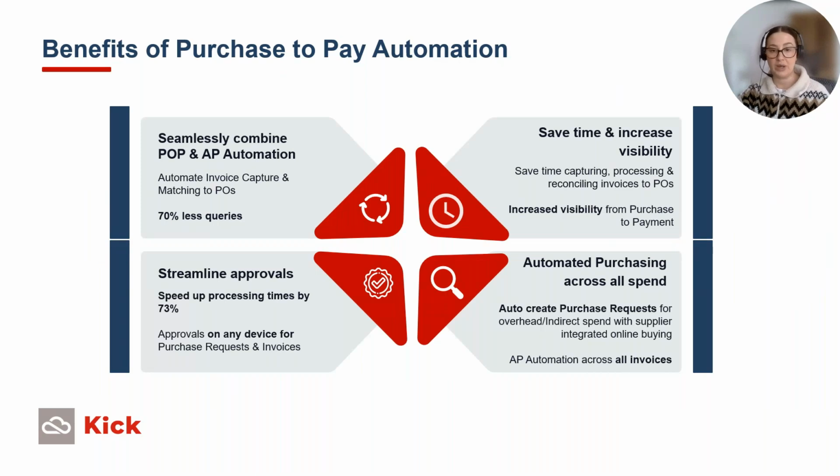And then finally, the streamlining of the approval process. Purchase requests and invoices can be routed for approval on any device, as I've already mentioned, with workflows designed around your organization's needs. The feedback is that it's reducing approval times by up to 73%, making the whole process more efficient. So really, together, these four pillars are looking to deliver full control, visibility and efficiency from requisition all the way through to payment.